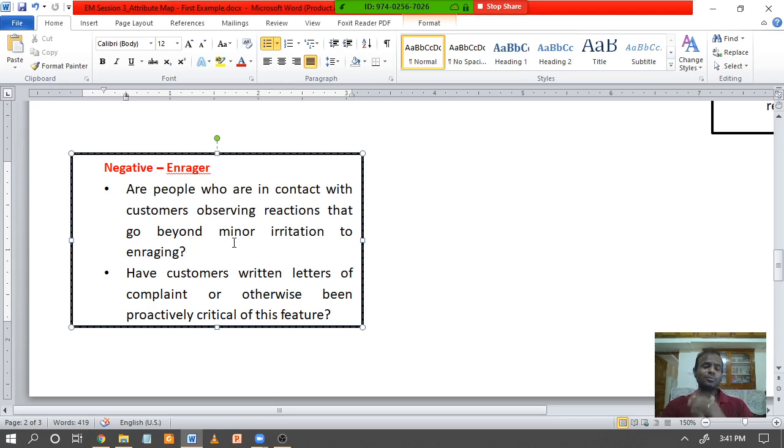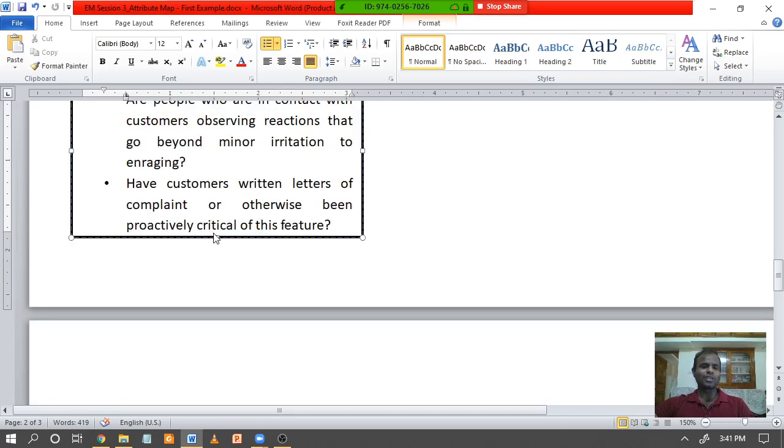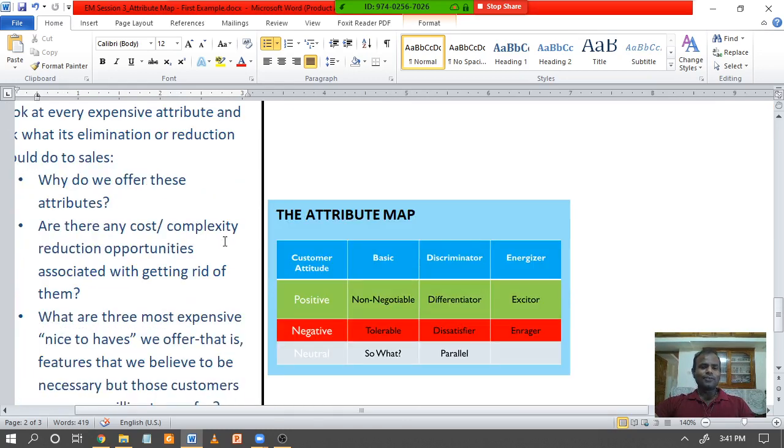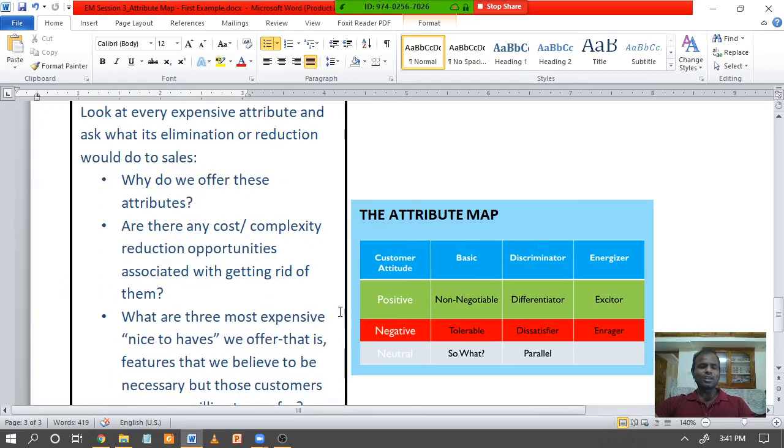Now let me tell you, as an entrepreneurial person, it is definitely upon you to take care of these enrages, because people who are dissatisfied and enraged will definitely look for a different solution, and they'll never come back to you. So we'll close with this final attribute, that is the neutral attribute.